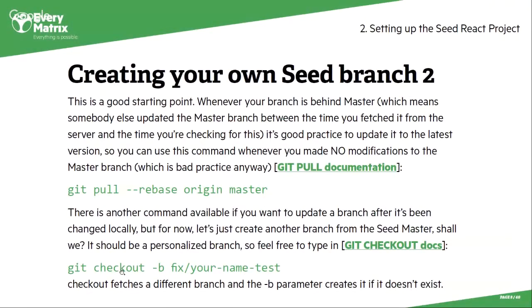But basically, checkout fetches the files for a particular branch, and the -b tag creates that branch if it isn't already created. So locally, based on the files I have right now, I can check out a new branch and create it if it doesn't exist with the -b tag, and name it fix/virl-mocano-test. Let's do that.